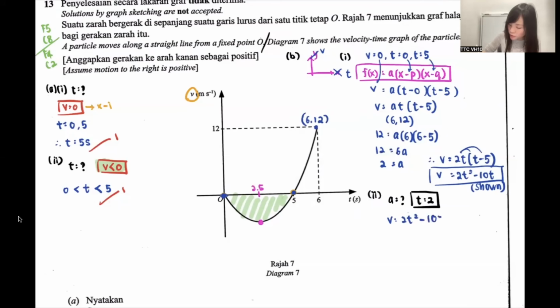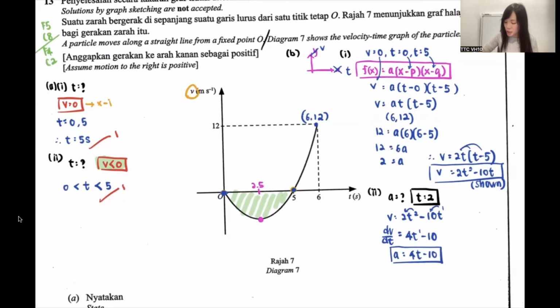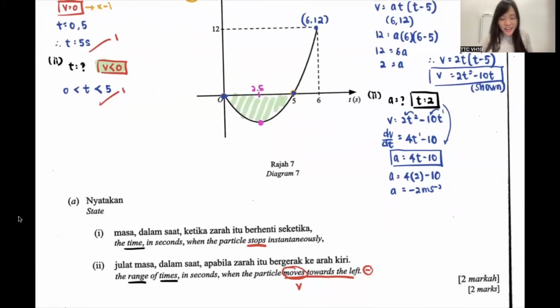You already have your v equation, just differentiate it. Differentiating is called dv dt. Outside v, inside t, called dv dt. So 2 times 2, 4. Power minus 1, 1. 1 times negative 10, negative 10. Power minus 1, no more t. That is my a equation. So once you got your a equation, now you can sub your t equals 2 inside. When my time is 2, if I sub inside, I get negative 2 meter per second squared. Done again. Quite easy, right? Move on, my dear.